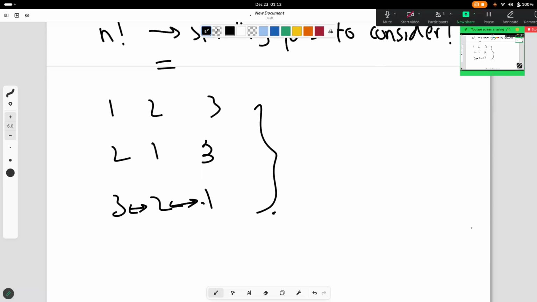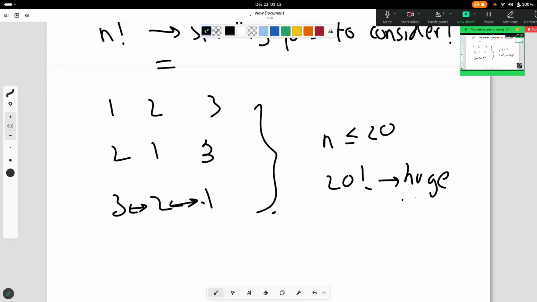And after that, you can just go over all the queries and calculate your final score and take the minimum of that. But since n is less than or equal to 20, 20 factorial is a very huge number. So you can't have n factorial over here.